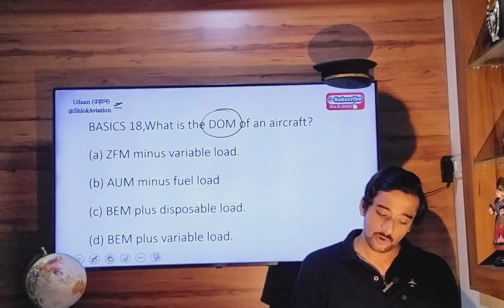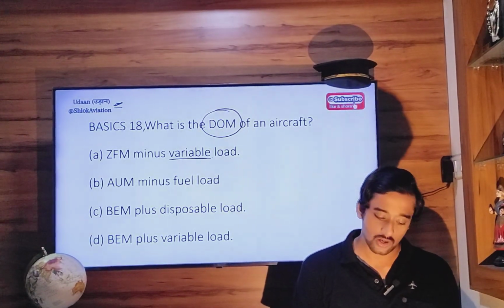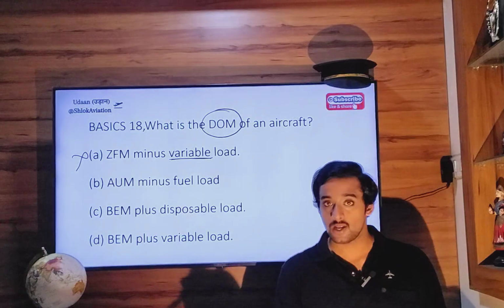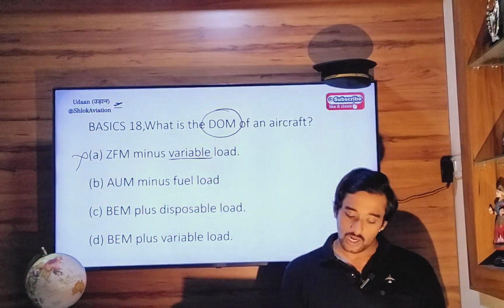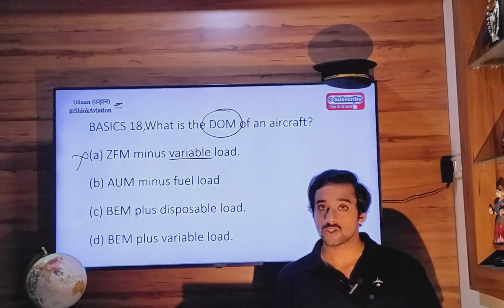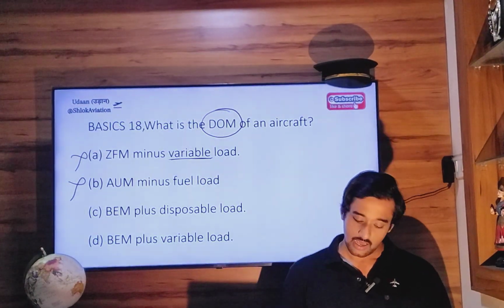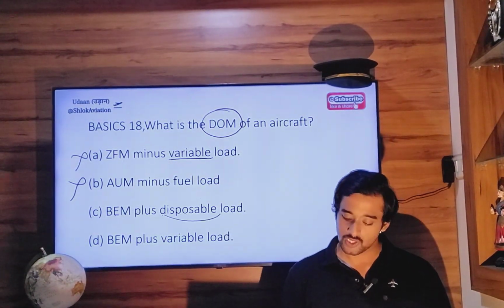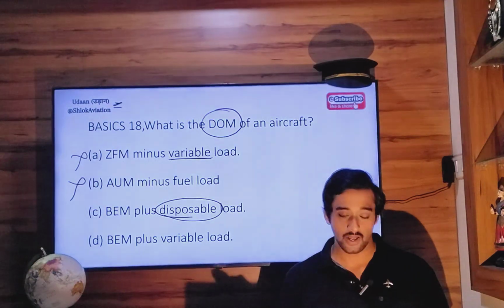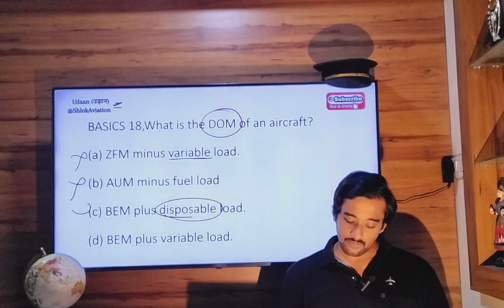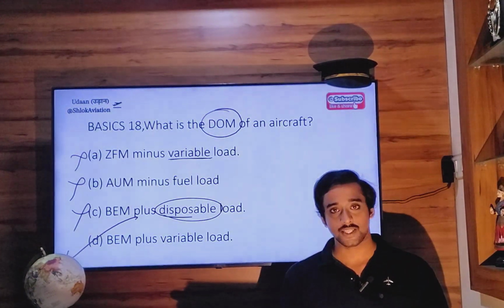So, zero fuel mass minus variable load, wrong. It's minus payload or traffic load. All up mass, meaning takeoff mass minus fuel load, no, it's all up mass minus useful load. Basic empty mass plus disposable load, no, it's variable load. Basic empty mass plus variable load. So delta is the right answer.